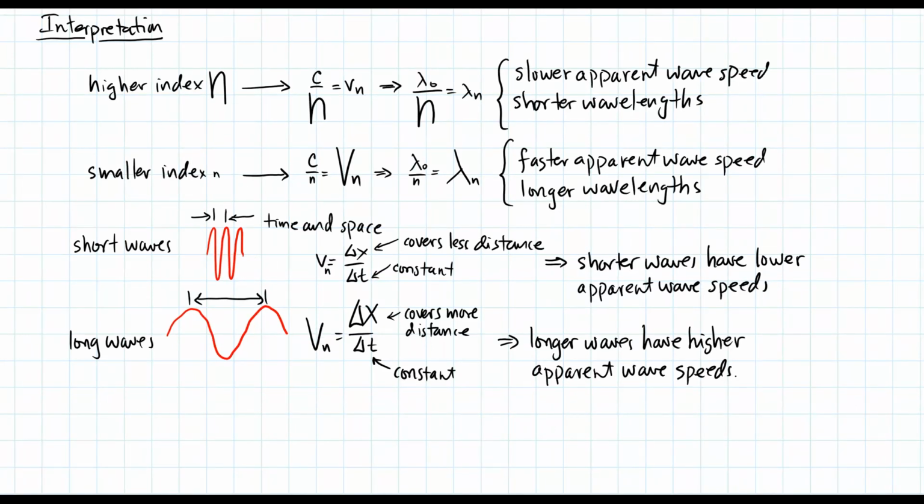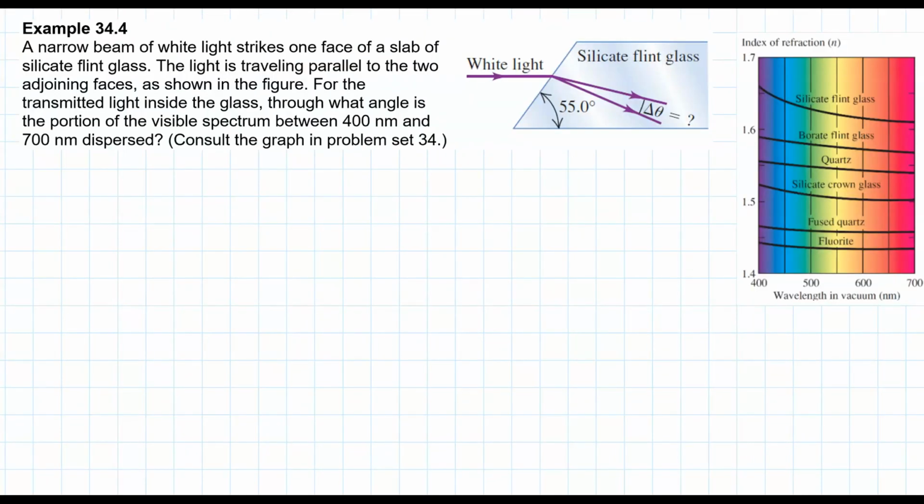Now we do our next example, 34.4. Example 34.4. A narrow beam of white light strikes one face of a slab of silicate flint glass. The light is traveling parallel to the two adjoining faces, as shown in the figure. For the transmitted light inside the glass, through what angle is the portion of the visible spectrum between 400 and 700 nanometers dispersed? Because of the dispersion of light, we expect that white light, as it enters the glass, is going to be spread out into its colors.